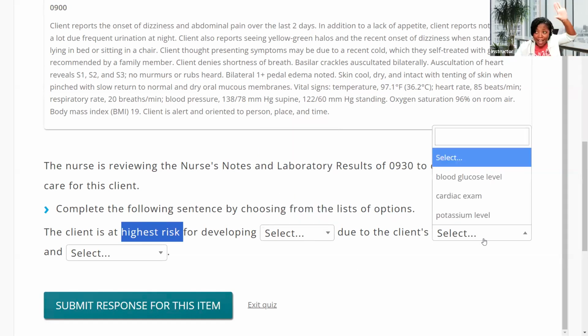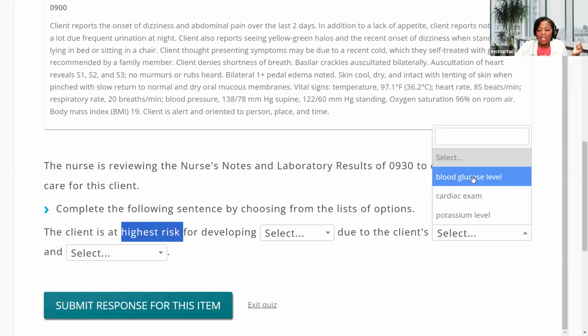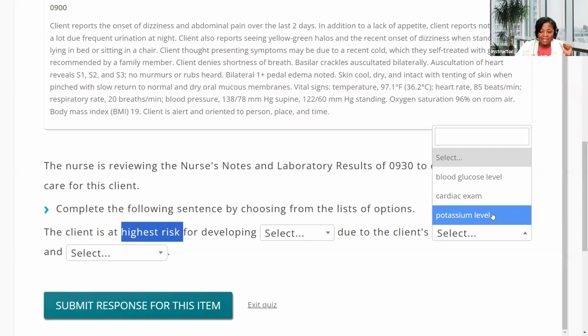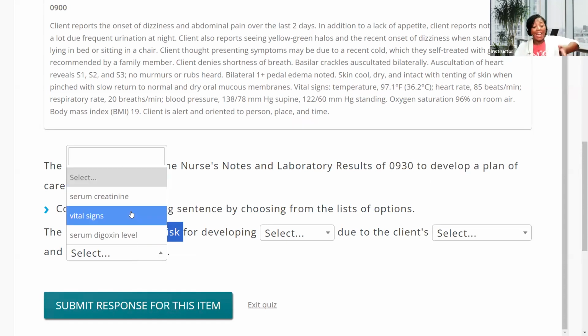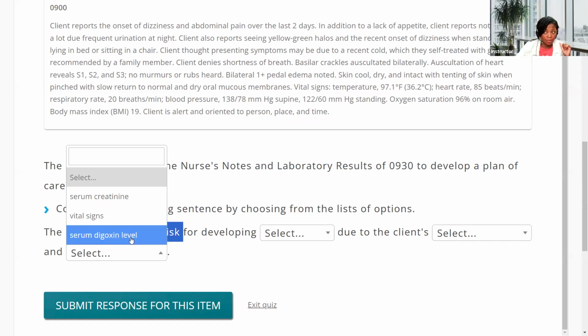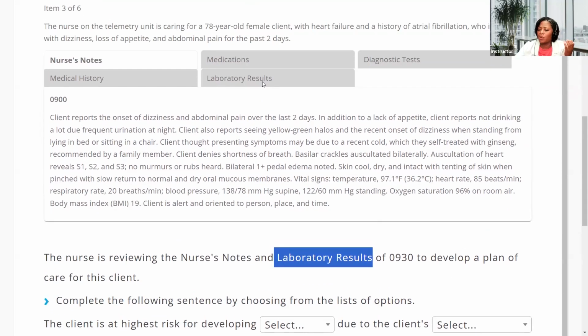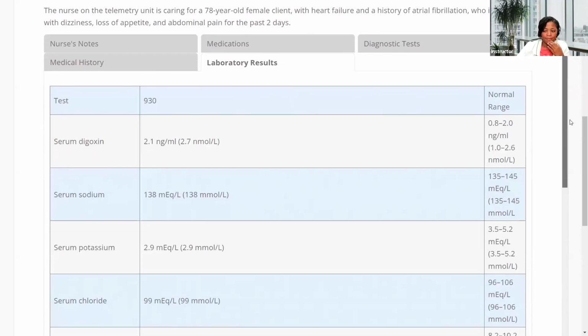That's one section, due to the client's blank. And mind you, we're going to have to look at the labs to make a connection, right? Is it due to the client's blood glucose level, cardiac exam or potassium level, and serum creatinine, vital signs, or digoxin level? All right, so again, we're now trying to prioritize what our patient is at highest risk for after reading the note, which we're aware of. But now let's check out the labs. So here we'll go to the labs and we'll see what that looks like.